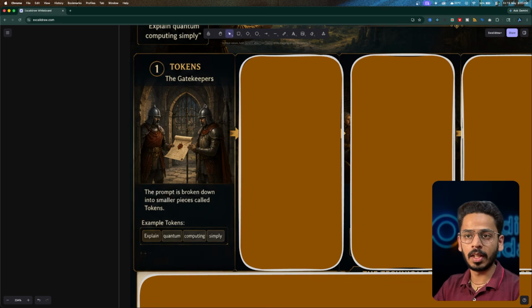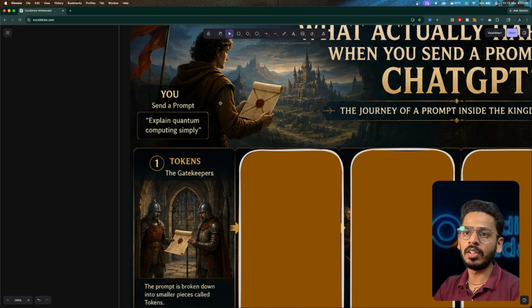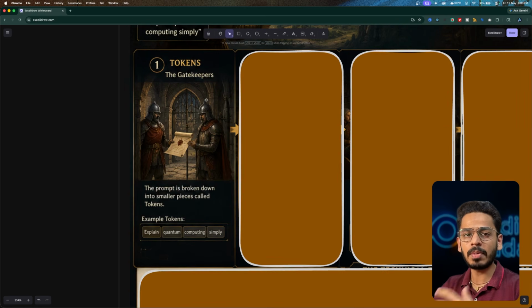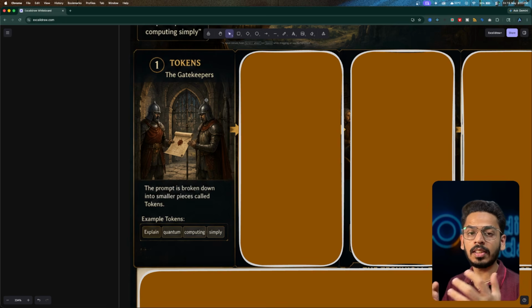So the first step: you give a prompt to ChatGPT, right? Or for example, here you are sending a prompt. So what happens? There are gatekeepers standing right at the front door. What is the task of the gatekeeper? The task here is to break down your input into smaller chunks.